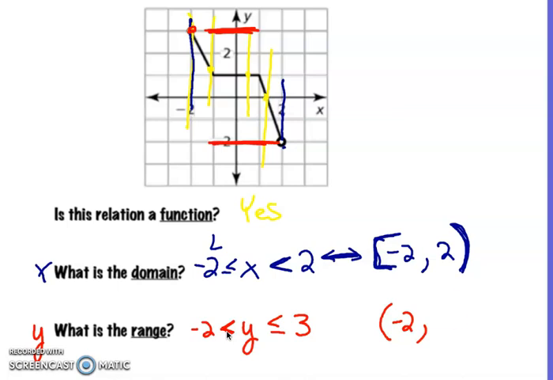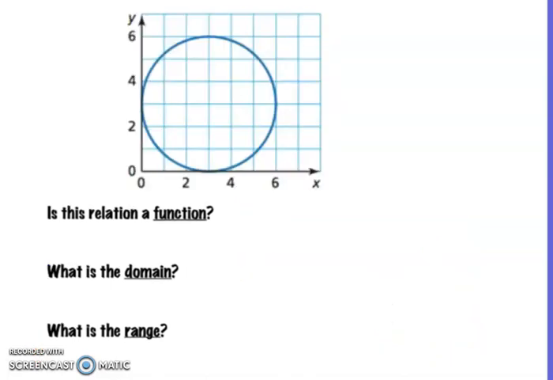And then it goes all the way to +3, which would be a bracket, because it does include that. All right, so let's look at this. This is just nothing. It looks like a circle, and well, it is a circle. But notice it's just a relation. A relation is just a bunch of points.